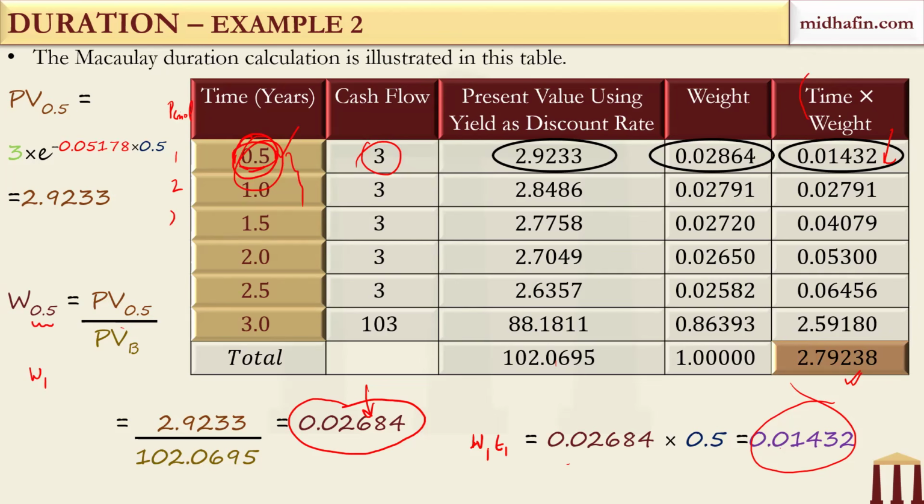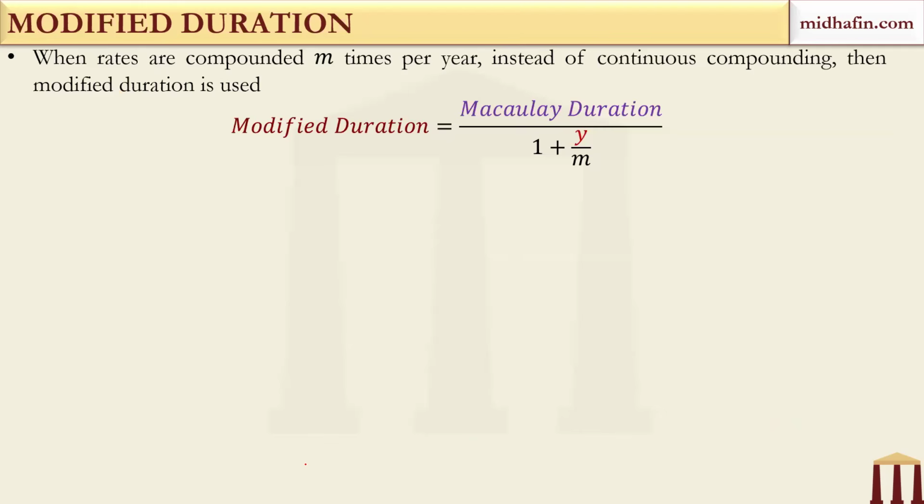In fact, there's a separate section on that. So right now we just introduce it. But for a coupon paying bond, the duration will always be less than its maturity, because some of its cash flows are being received before maturity. That is why. So this is the Macaulay duration.